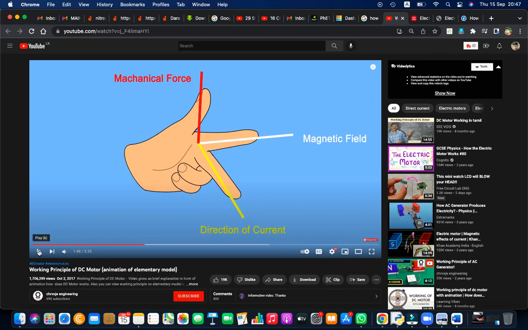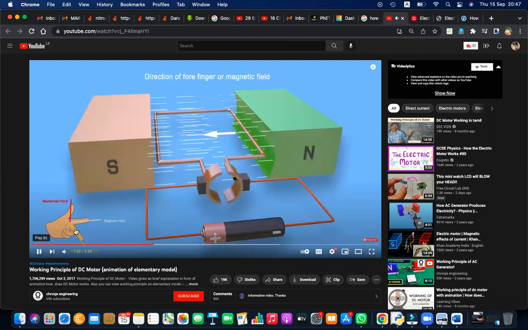Okay, let's look at how this works, how this is applicable to the motor. Right? Keep your hand like this. You can see the direction of current, then the magnetic field, the magnetic force, right?